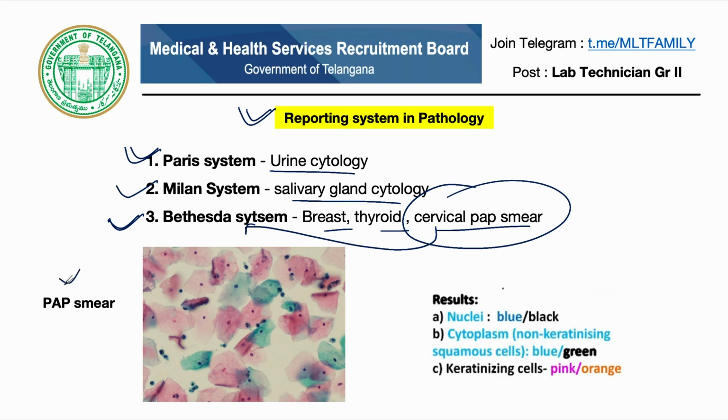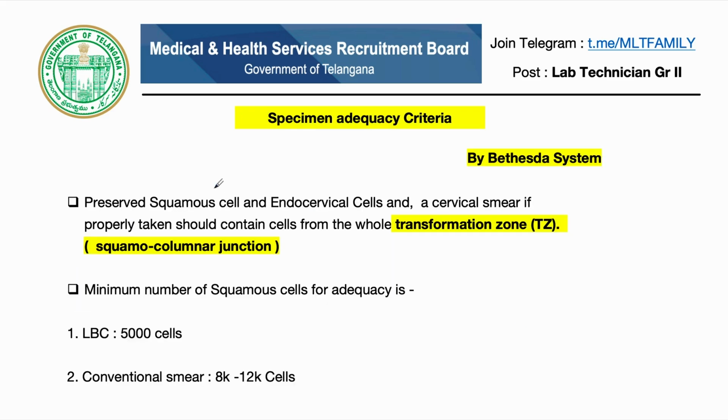A Pap smear has nuclei stained by hematoxylin, blue or blackish. For the cytoplasm, non-keratinizing squamous cells are blue-green, and keratinizing squamous cells are pink and orange. Now, what is the specimen adequacy criteria? The term adequacy basically means our sample is good enough to make a diagnosis.